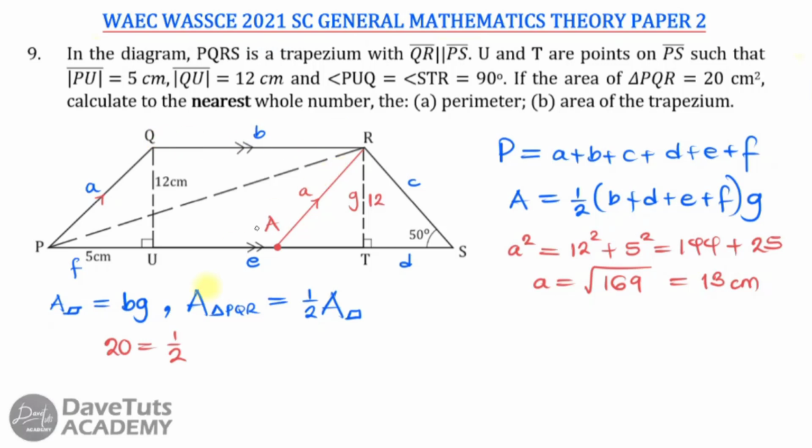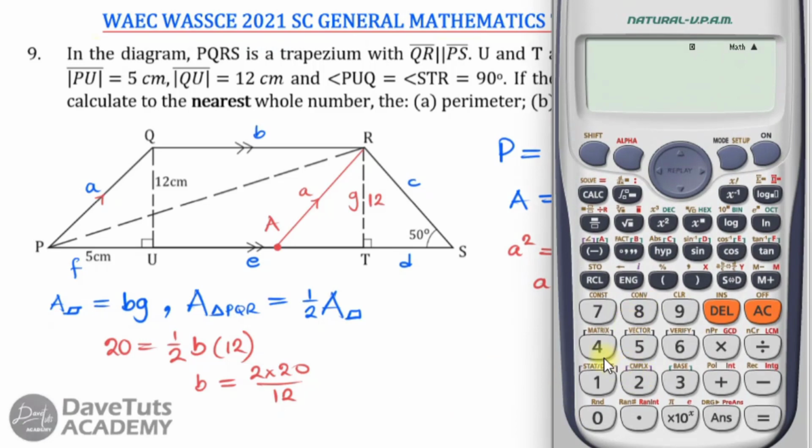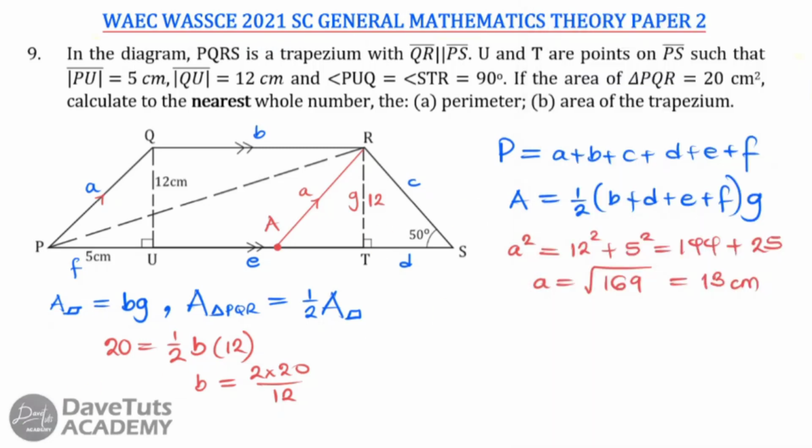So inherently, what I'm saying is that the area of the triangle PQR, which we have been given as 20, is going to be 1 over 2 multiplied by this B that we are looking for, then multiplied by G, which is the height of that parallelogram, that is 12. So B multiplied by 12. So from here, we can see that our B is 2 times 20 divided by 12. If you want to use our calculator for that, we have 2 times 20 is just 40 divided by 12, and that will give us 3 point 3, with a dash on top of the 3 meaning that it is continuous.